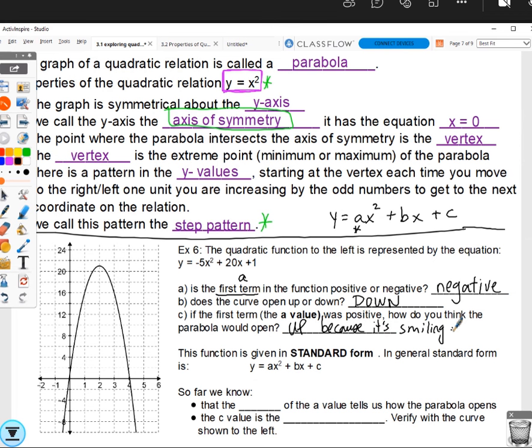Now, if you have a closer look at this parabola, we have this in standard form. Notice that this parabola has this axis of symmetry right here. Do you see it? The equation of that vertical line would be x equals, well, it goes through 2 on the x-axis. So x equals 2. Yeah?